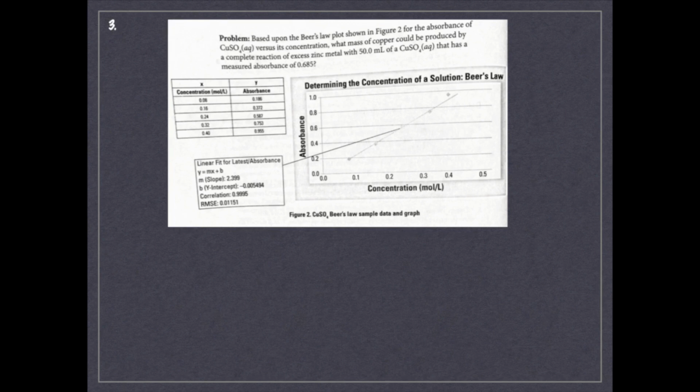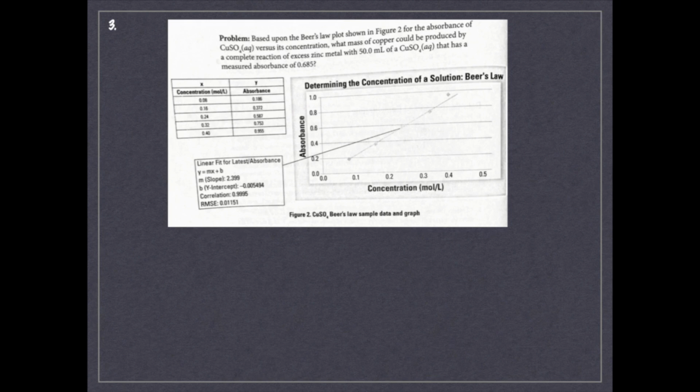All right, number 3. I actually gave you a Beer's Law problem. It says, based upon the Beer's Law plot shown in figure 2 for the absorbance of copper sulfate versus concentration, what mass of copper could be produced by a complete reaction of excess zinc metal with 50 mL of copper sulfate that has a measured absorbance of 0.685?